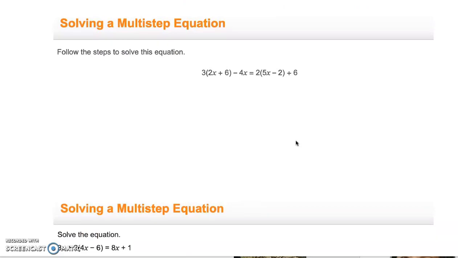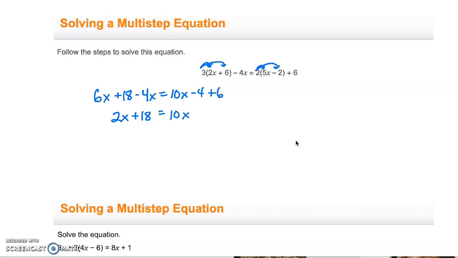Okay, let's follow the steps and let's solve this one. So first step, we're going to distribute to get rid of the parentheses. So I've got 6x plus 18 minus 4x equals 10x minus 4 plus 6. Now we're going to combine like terms. On the left side, I have x's, so 6x minus 4x is 2x. And then I have plus 18. On the right side, I have 10x, and negative 4 plus 6 is plus 2.